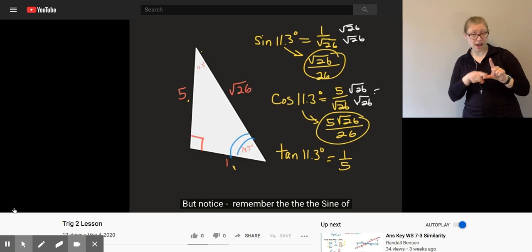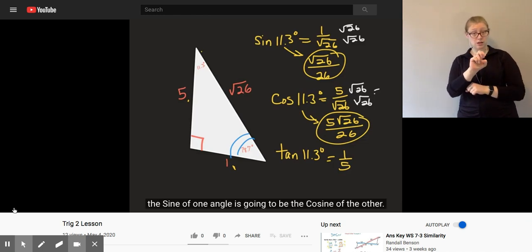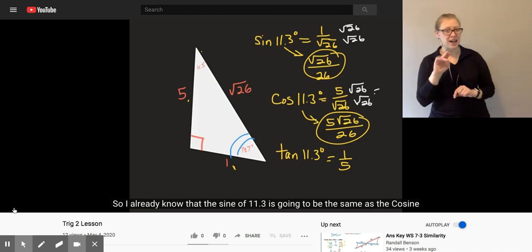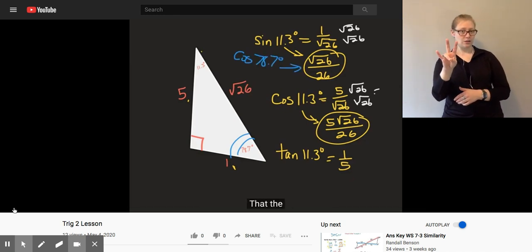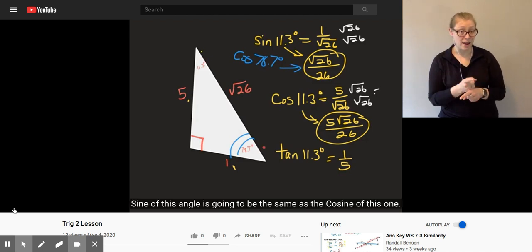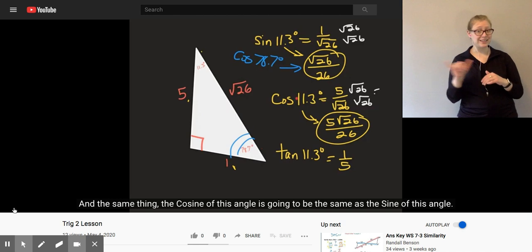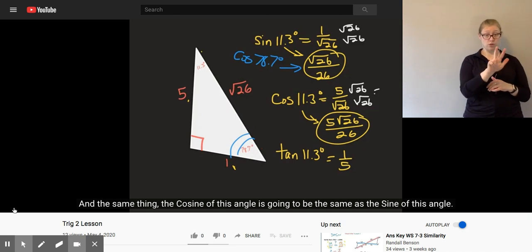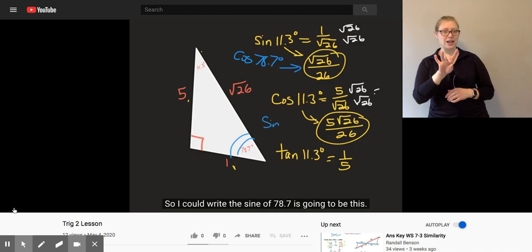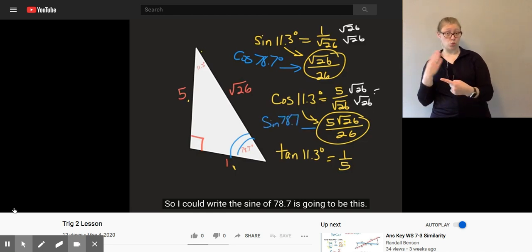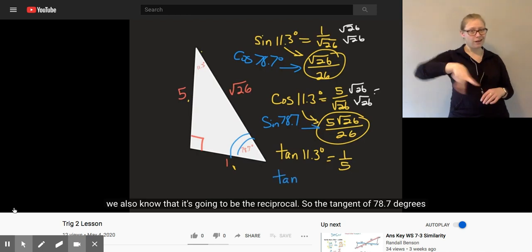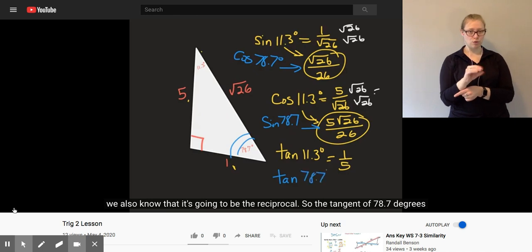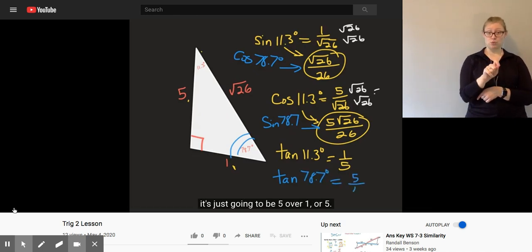But notice, remember, the sine of one angle is going to be the cosine of the other. So I already know that the sine of 11.3 is going to be the same as the cosine of 78.7, because we know that relationship, that the sine of this angle is going to be the same as the cosine of this one. And the same thing, the cosine of this angle is going to be the same as the sine of this angle. So I could write the sine of 78.7 is going to be this. And for the tangent, we also know that it's going to be the reciprocal. So the tangent of 78.7 degrees is just going to be 5 over 1, or 5.